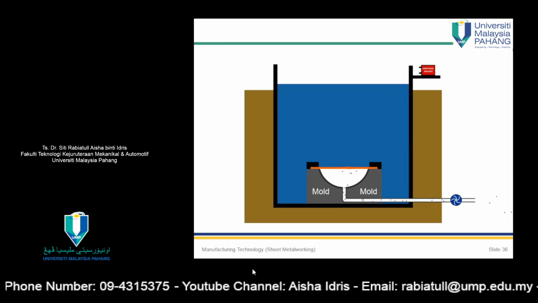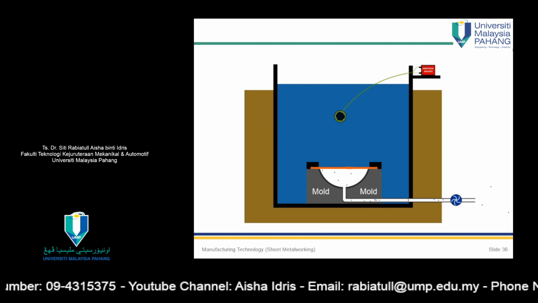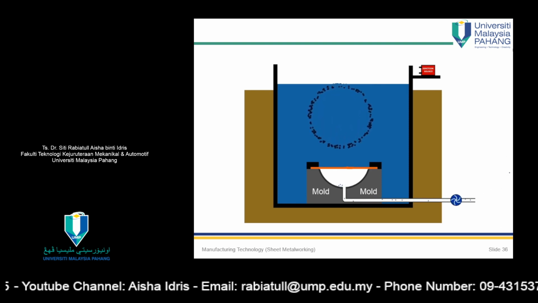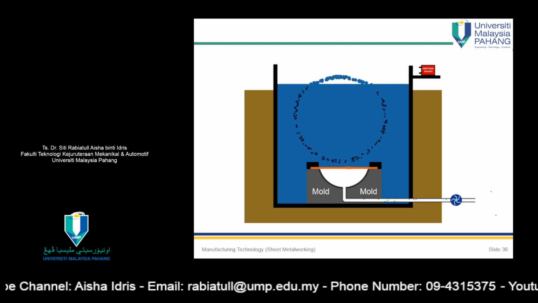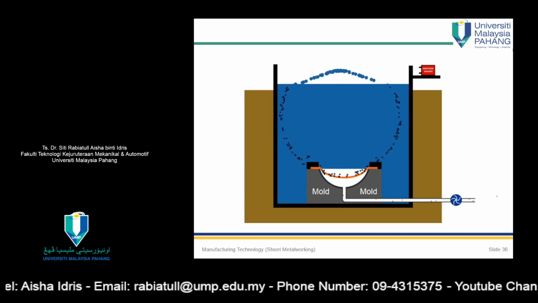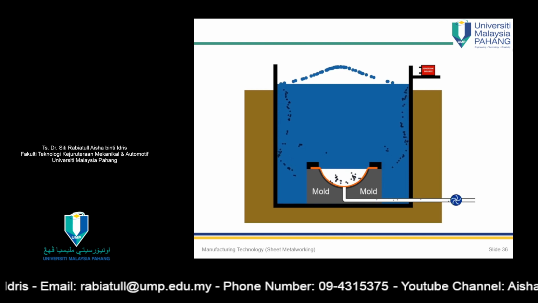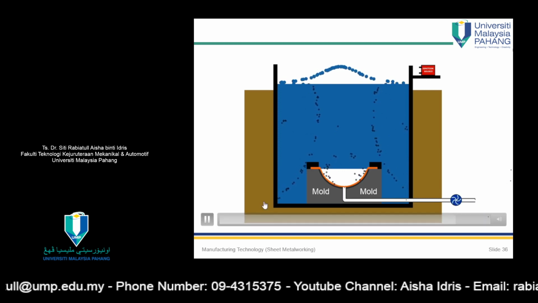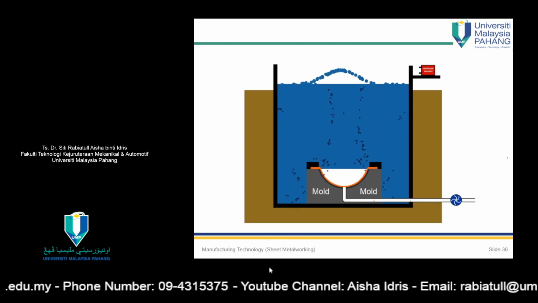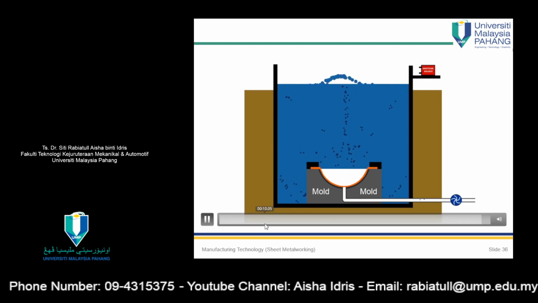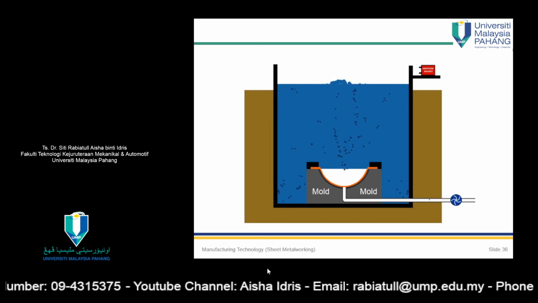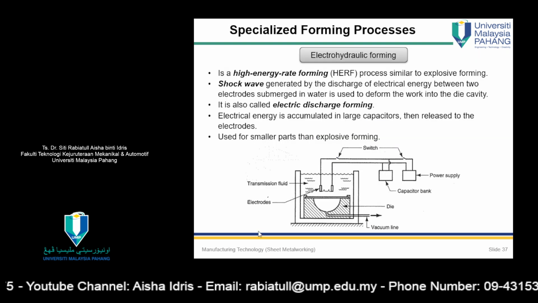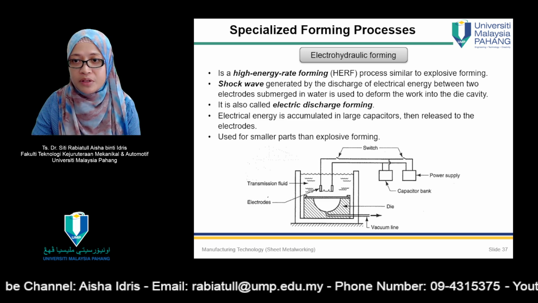Finally, an explosive is placed above the metal. When the explosive is triggered, it creates a shock and pressure wave. When the pressure wave hits the metal sheet, it then forces it into the shape of the mold. Okay, so it's a very easy process for explosive forming.